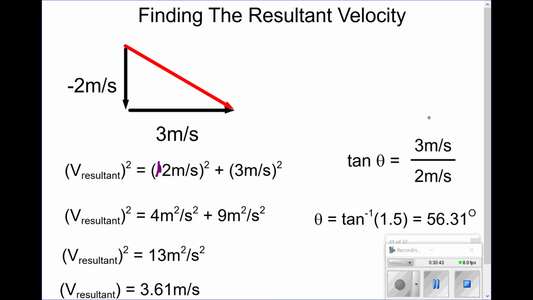So for example, 3 is my opposite, 2 is my adjacent. So this here is my angle. So this angle is going to be 56.31 degrees to the right of the negative y-axis. If I did not have this diagram, I would not be able to see that very easily.